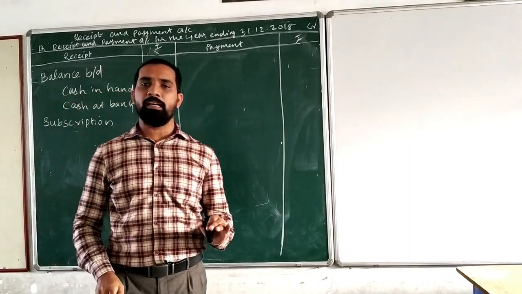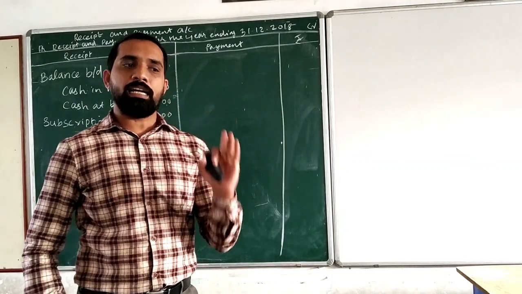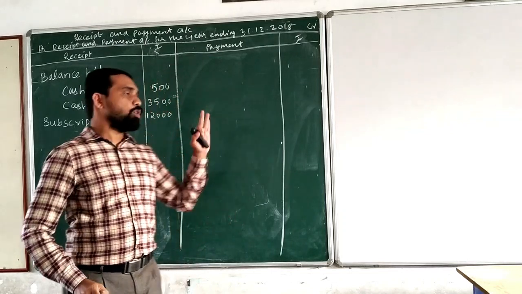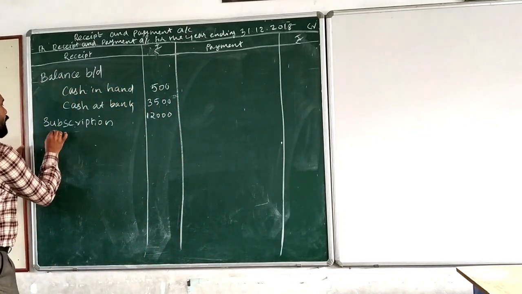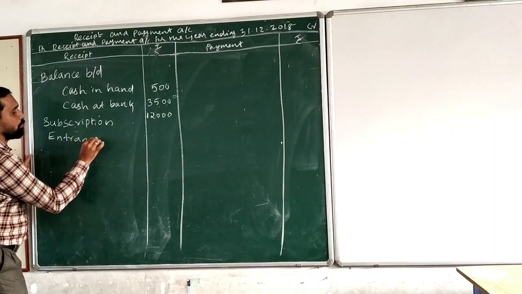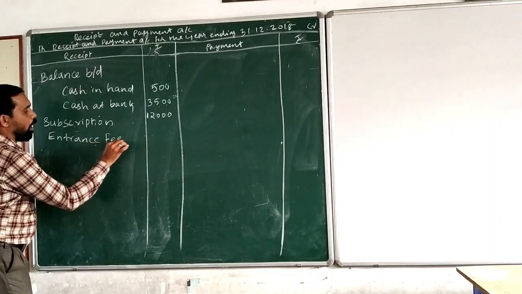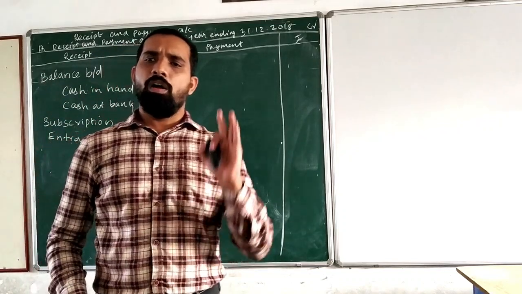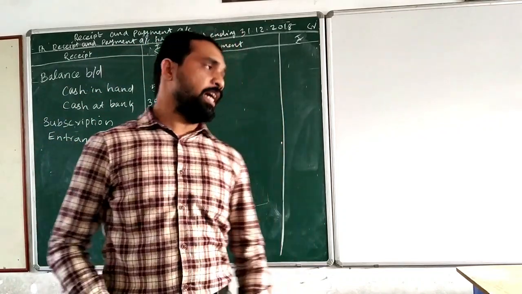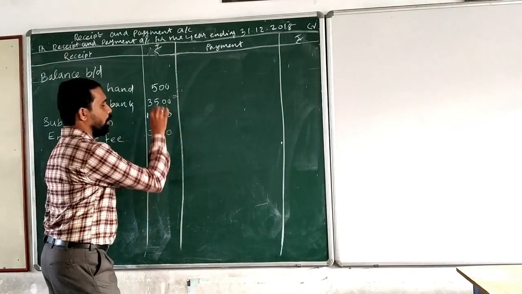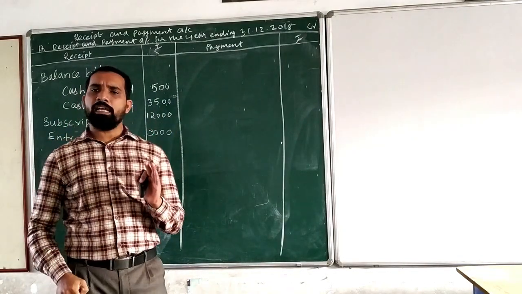Next item, entrance fees collected. Entrance fees is also a receipt, so it is shown on the receipt side. How much rupees entrance fees? Rupees 3,000. What is the next item?